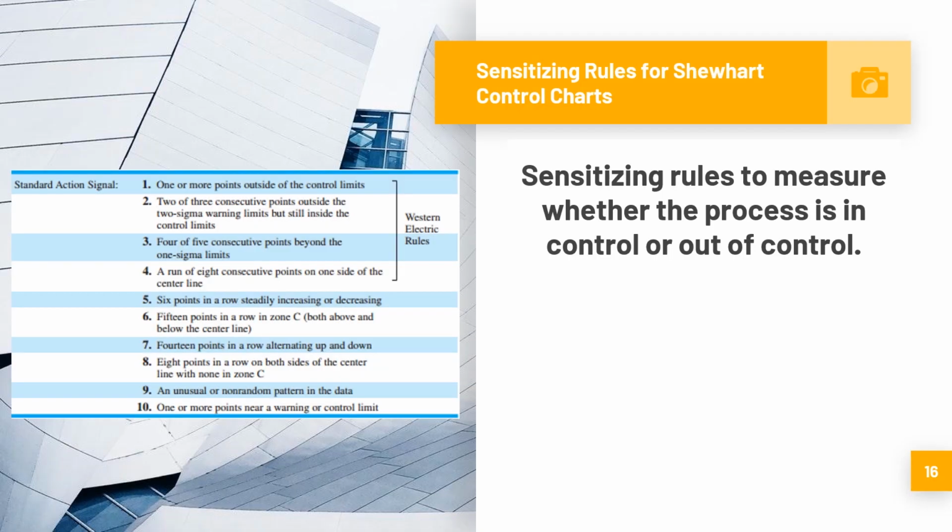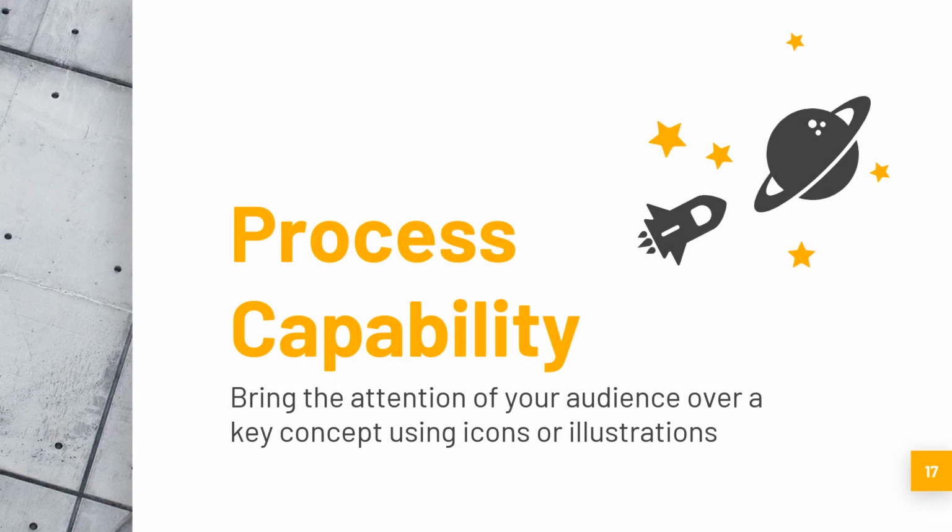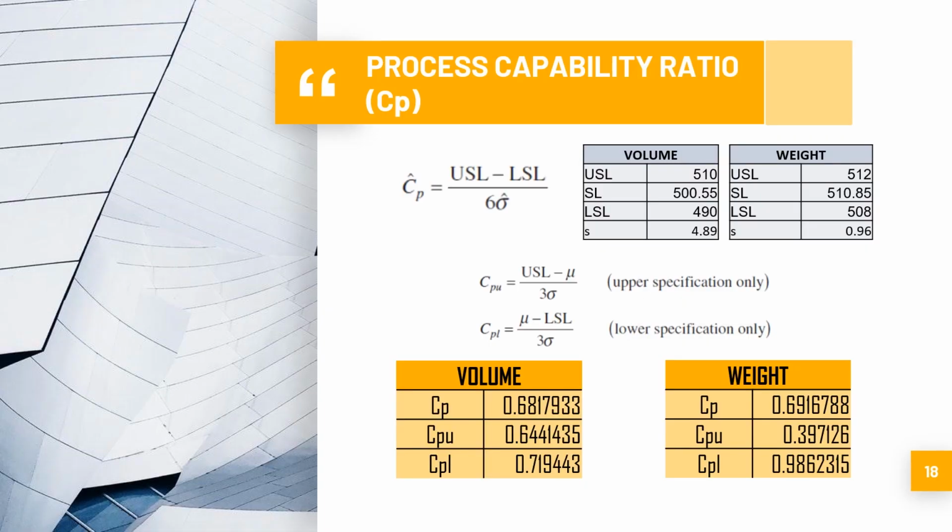And these are actually the rules that we are using, which are the rules of Shewhart control charts, the sensitizing rules. We previously judged whether or not the process is in control or out of control according to this rule. And moving on to the process capability, the control chart data might be used to describe the capability of the process to produce jamu with the weight and volume relative to these specifications.